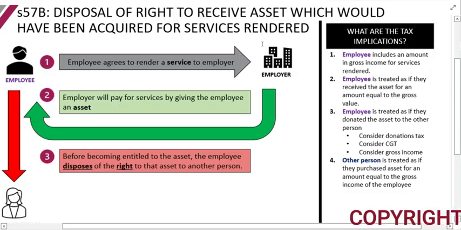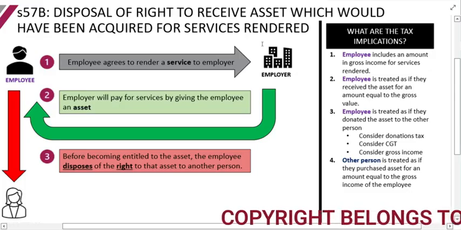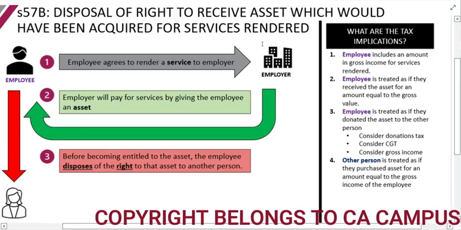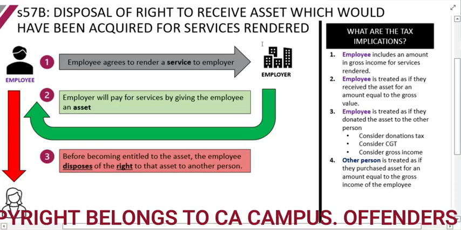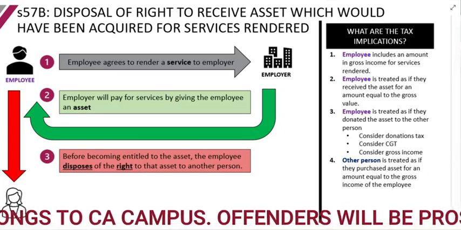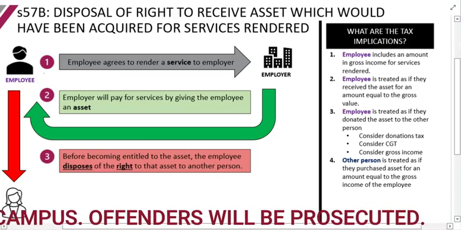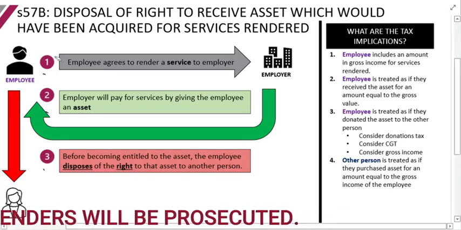We are now going to be looking at section 57B. This is the disposal of a right to receive an asset which would have been acquired for services rendered. Now, you'll see I try to show this situation here in 3 steps to first explain when this section applies.